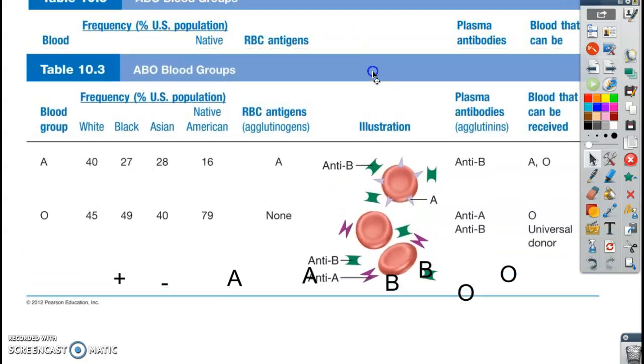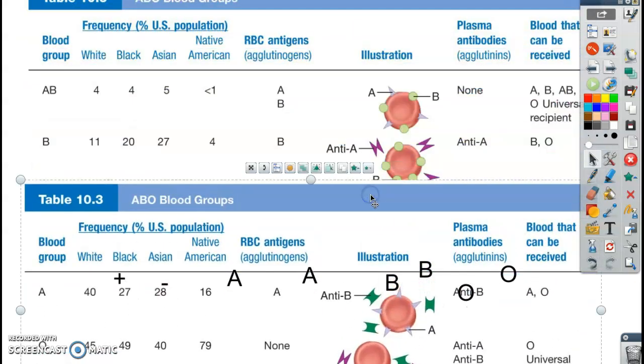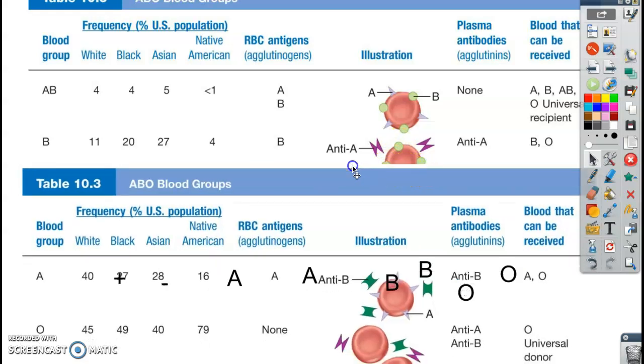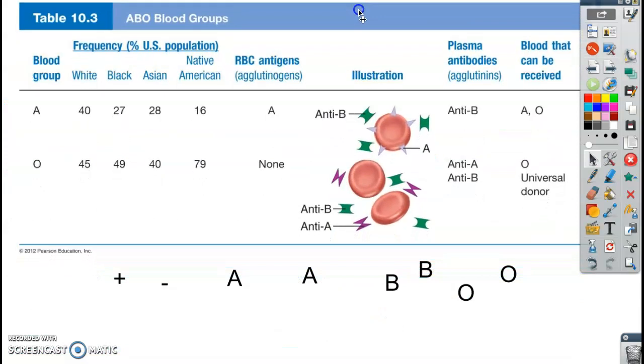Now, if you are type B, you would see these little round yellow ones, okay? And they have these little markers, or antigens. They're called antigens. You see the word up here, antigens. Those are the little markers that are type B blood. So those are really the two traits that are involved in this.